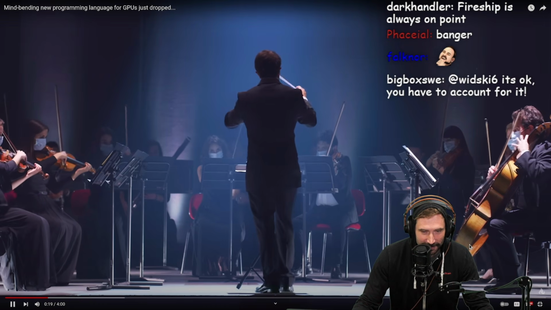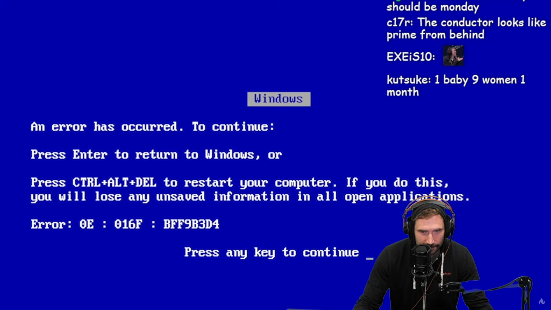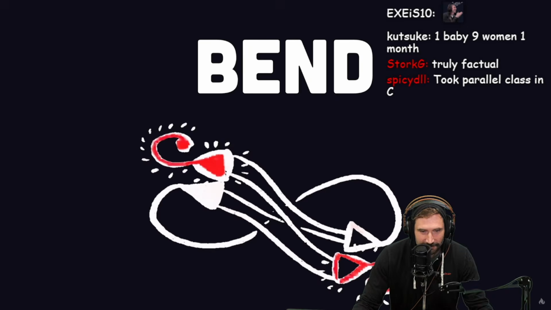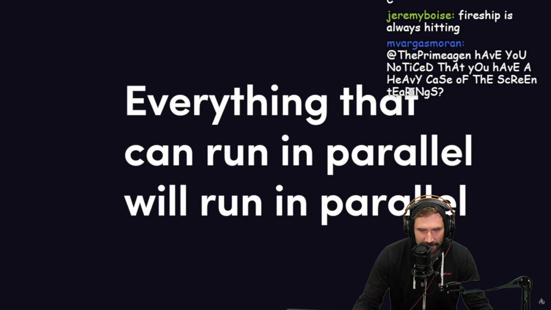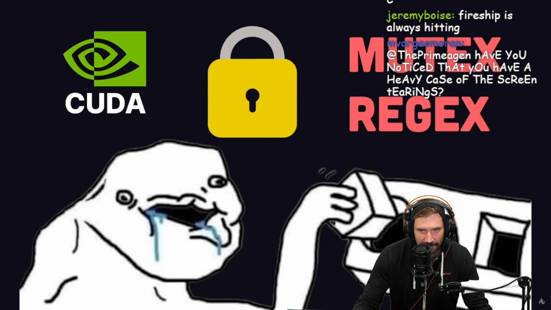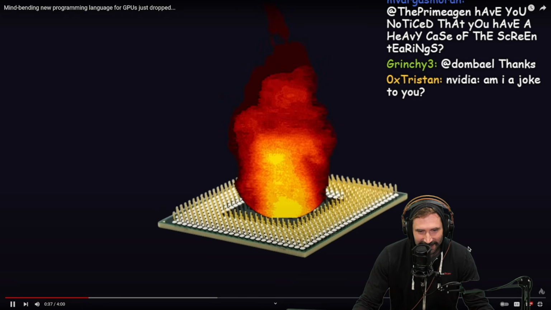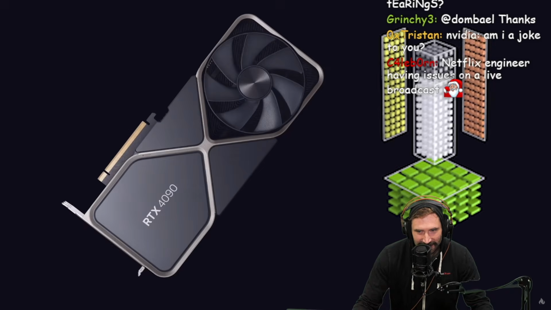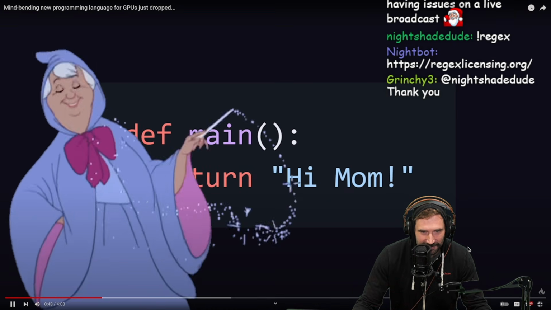Code in parallel is like conducting a symphony. One wrong note and the entire thing becomes a total disaster. But luckily, Bend offers hope by making a bold promise. Everything that can run in parallel will run in parallel. You don't need to know anything about CUDA, blocks, locks, mutexes, or regexes to write algorithms that take advantage of all 24 of your CPU cores, or even all 16,000 of your GPU cores. You just write some high-level Python-looking code, and the rest is magic.